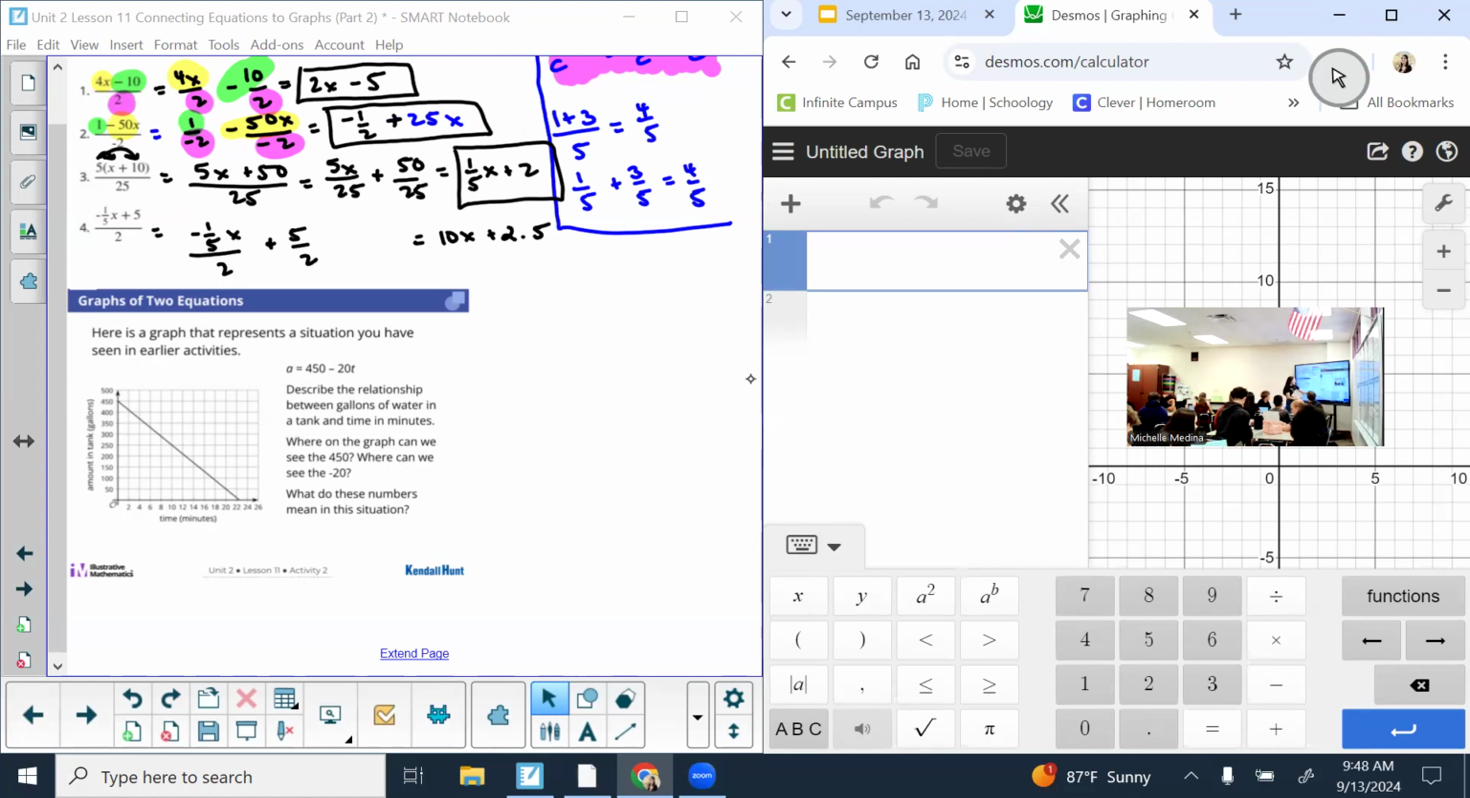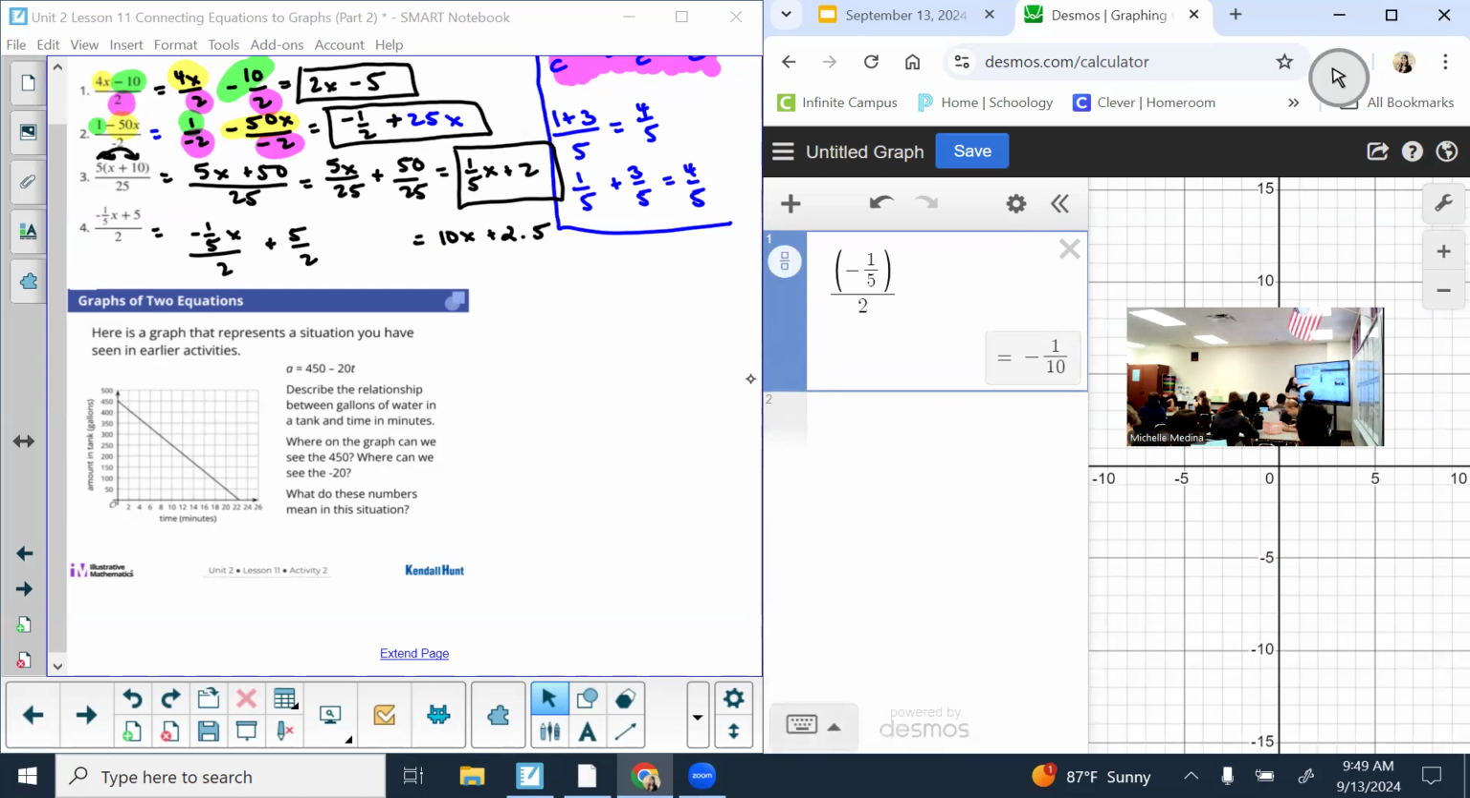Parentheses. Otherwise, it can and will read them wrong. So here's me typing it in using parentheses, and I'm dividing it by 2. It'll give you a decimal if it's not a whole number. If you want the fraction instead, just press this little button right here, and it'll give you the equivalent fraction.